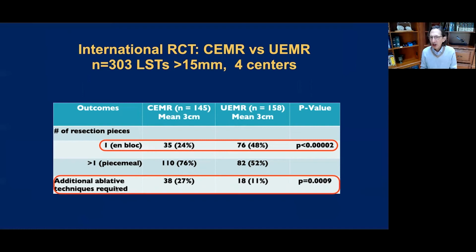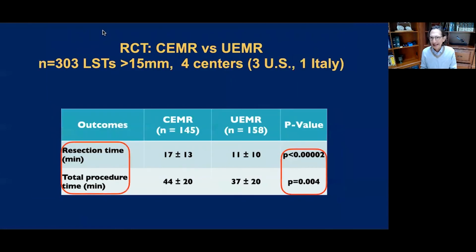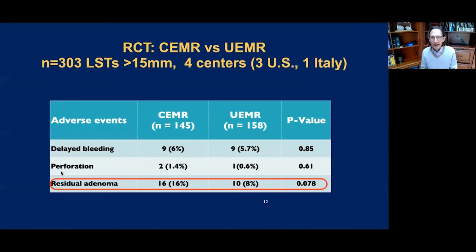And the need for additional ablative techniques was significantly lower in the UEMR group, 11% versus 27%. When we look at resection time, 11 minutes mean for the UEMR group, 17 for the conventional, highly statistically significant. And the total procedure time was also significantly lower in the UEMR group. Delayed bleeding and perforation rates were similar in both groups.